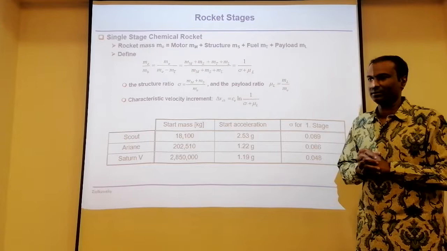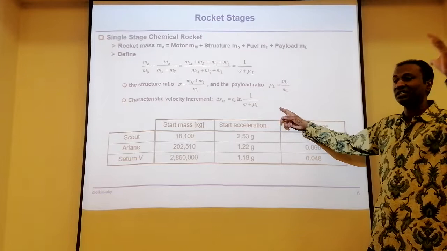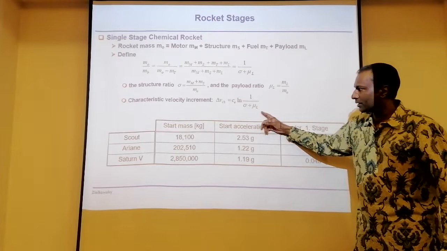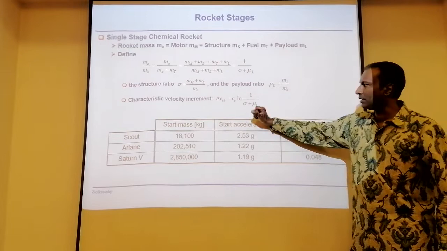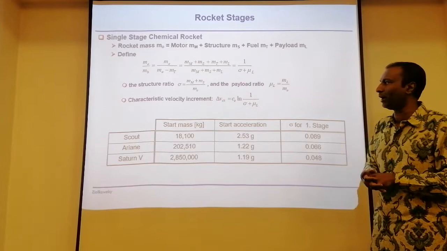So again, I can rewrite the characteristic equation, delta V. This is again the rocket equation, the rocket equation that we have seen, very primitive. We have evolved into this form now. Delta V, the characteristic equation: CE, the effective exit velocity, times ln of 1 over sigma plus mu L. You don't see the mass because I have deduced the mass into these two new parameters, which are the structure ratio and the payload ratio.